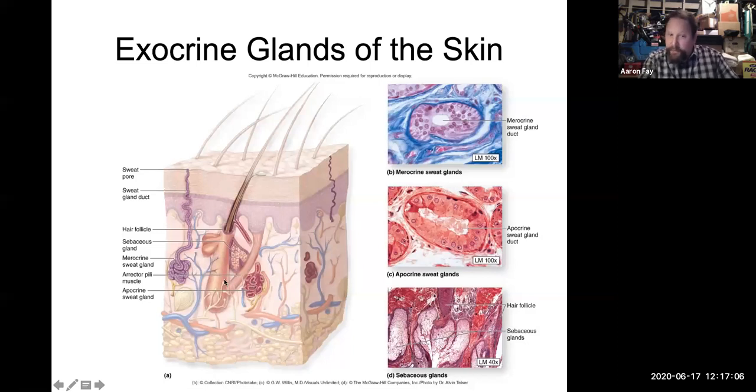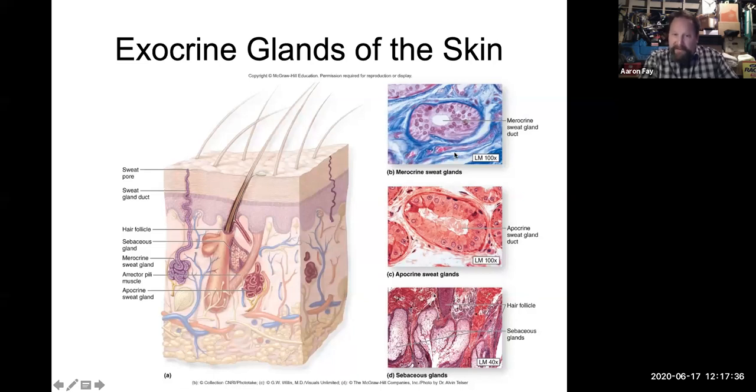One thing I should point out: notice that the apocrine gland's duct does not go directly to the surface of the skin, like the eccrine gland did. Its duct actually connects to the hair follicle. So apocrine sweat glands are the ones making the oils and the proteins. That gets sent to the follicle, and from the follicle, it reaches the surface of the skin. Only the eccrine gland goes all the way to the surface of the skin on its own.